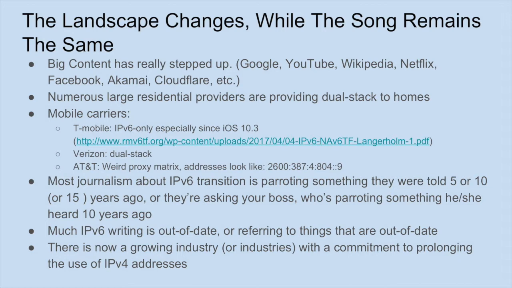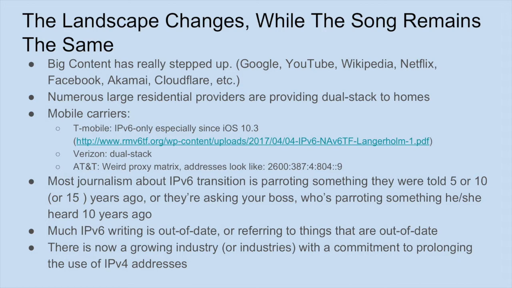Numerous large residential providers are providing dual stack to homes. The local and regionals are a little bit behind, it seems. I've got Time Warner Spectrum at home, and they delivered a Technicolor brand router with dual stack in it. And it actually has a couple of mistakes in the implementation for DHCPv6, but it's dual stack right down to the screws in the feet, and it's well done.